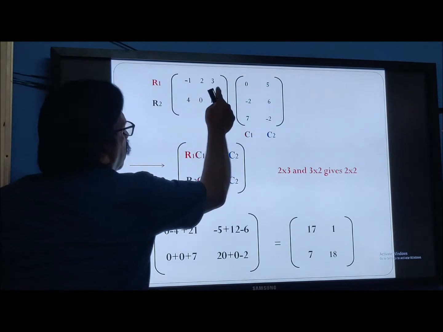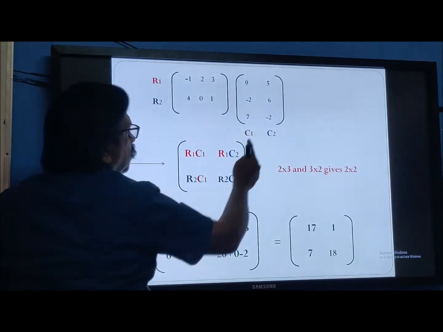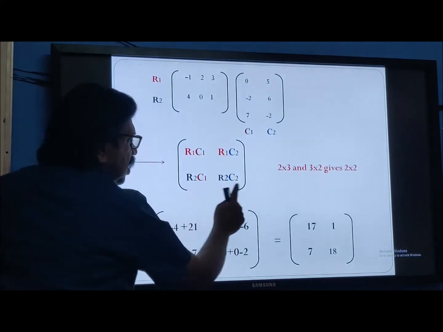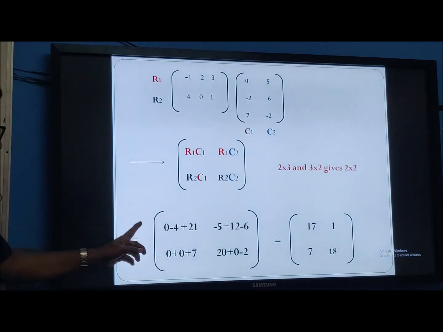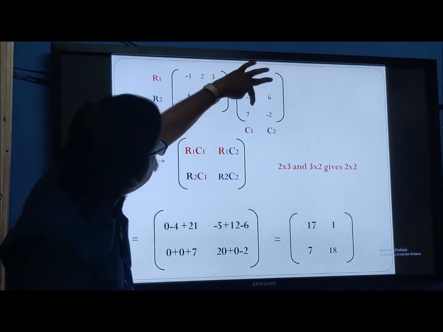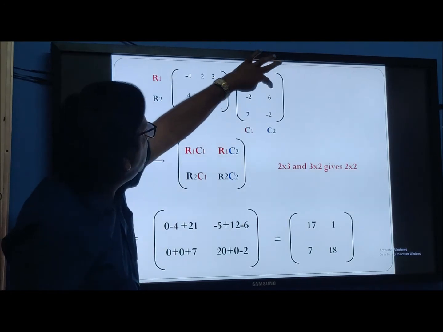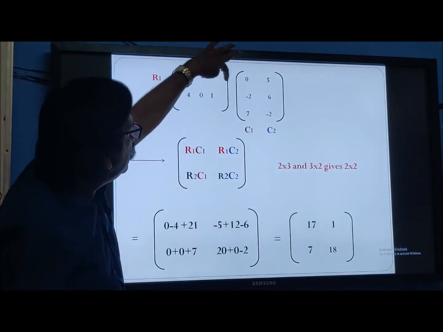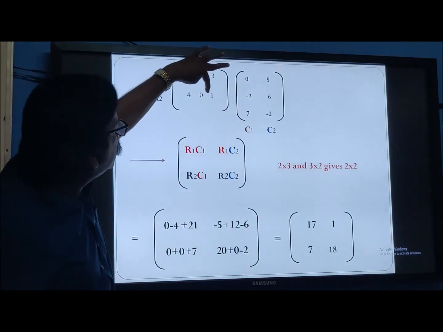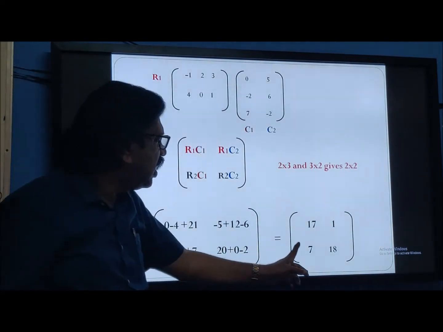How will we multiply? First row, first column, R1, C1. Then R1, C2. Then R2, C1, R2, C2. That is the way of multiplication. Here we can see the calculation. First one, minus 1 into 0, plus 2 into minus 2, plus 3 into 7. Next, minus 1 into 5, 2 into 6, 3 into minus 2. Again, 4 into 0, plus 0 into minus 2, plus 7 into 1, 7. Like that, this is the answer matrix.